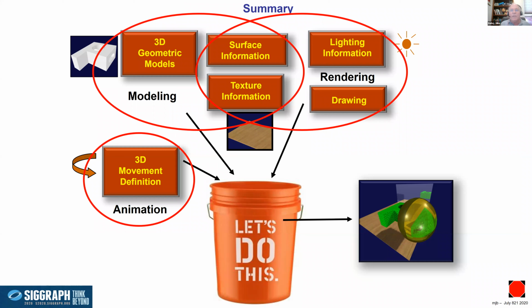So here is the summary. We had modeling, we had rendering, we had animation. Put it all together, what have you got? You have computer graphics. You have computer graphics in games, you have computer graphics in movies, you have computer graphics in art, you have computer graphics in architecture, mechanical design, medical graphics, but it really comes down to these same three pieces.